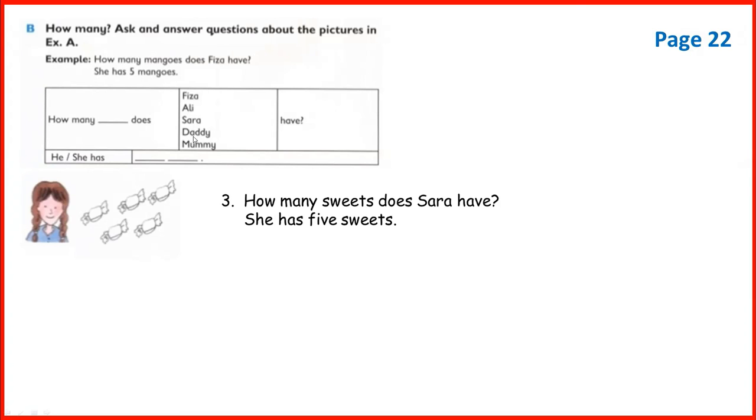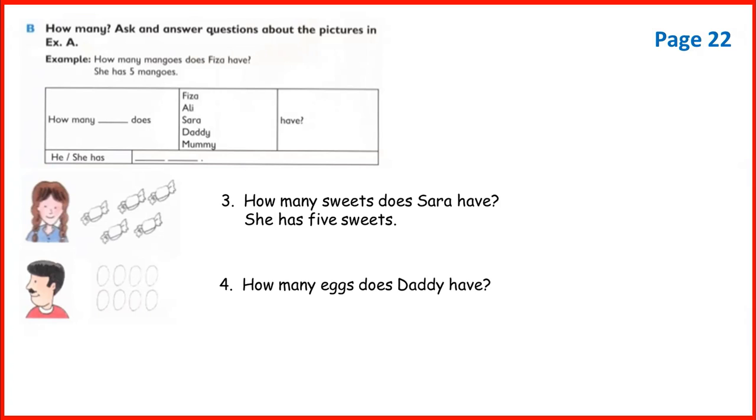Now daddy, okay, and where's the daddy? Look at this picture. This is daddy, and you know daddy has 8 eggs, okay. How many eggs does daddy have? First write the question: How many eggs does daddy have? He has 8 eggs. Write the answer. He has 8 eggs.